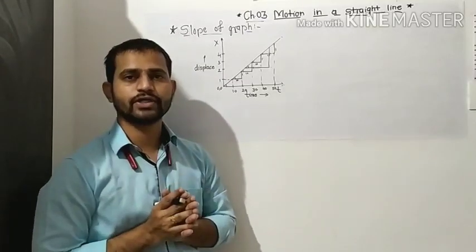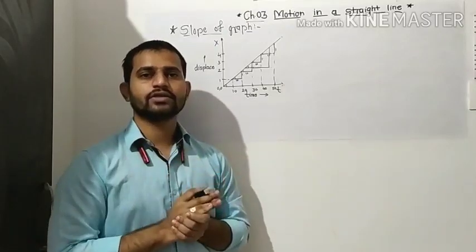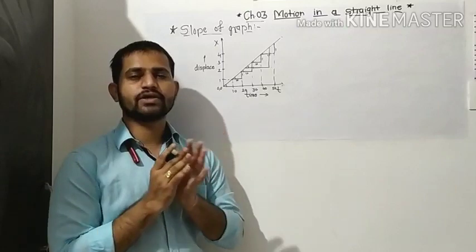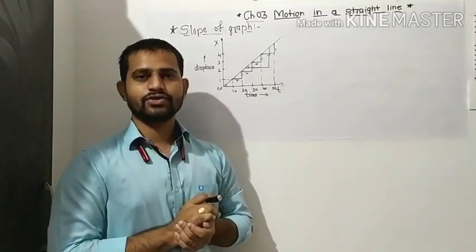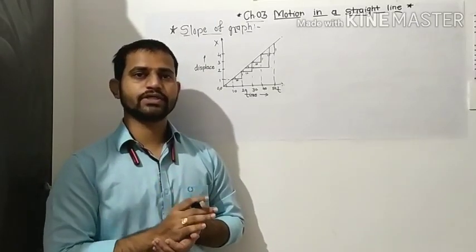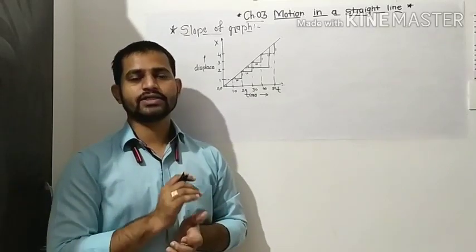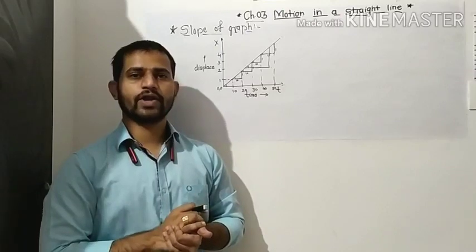So whenever we get one straight line for any graph of displacement versus time, that graph will represent uniform displacement, and any point along this inclined line represents the uniform velocity.